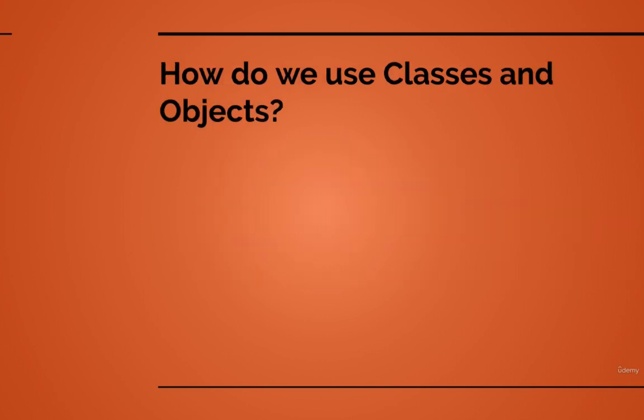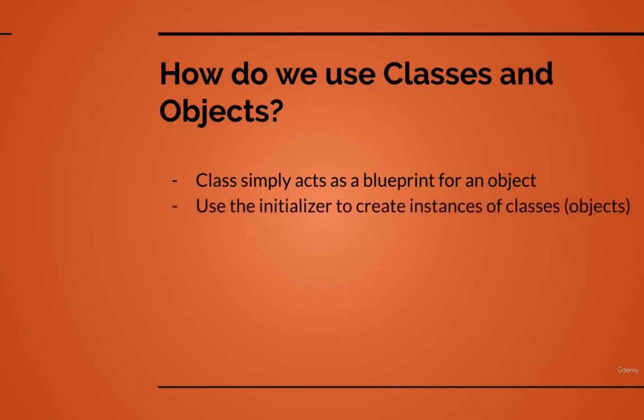Then how do we use these classes and objects together in our code? Well, like I said, a class simply acts as a blueprint for an object. Again, it's just going to be there to tell the compiler that every single object of this type will have these variables, okay, and will be able to perform these functions. We use the initializer again to create instances of these classes, which are going to be called objects, and an object's initial state is set upon what's called instantiation. So when we initialize a class, it's called instantiation.